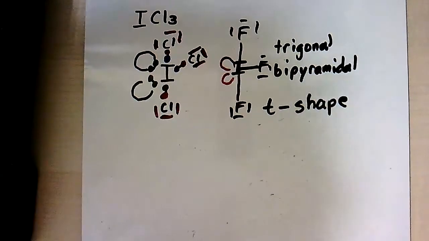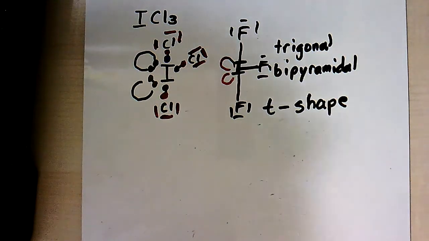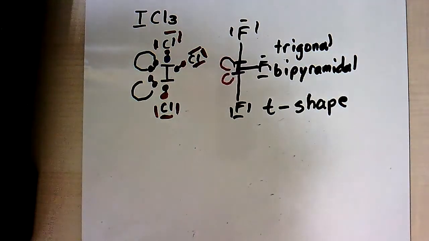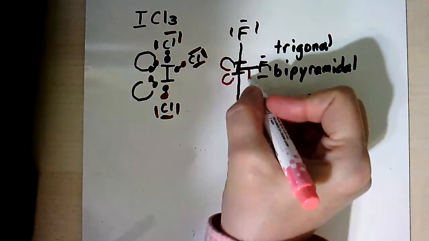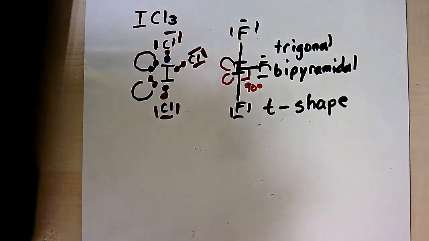And I just want to remind you that the T-shape is dependent upon the bonds, but the lone pairs play a role. It's because the lone pairs are there that these bonds cannot spread out any further. And the bond angles that we're talking about are actually 90 degrees. 90 degrees. Okay?